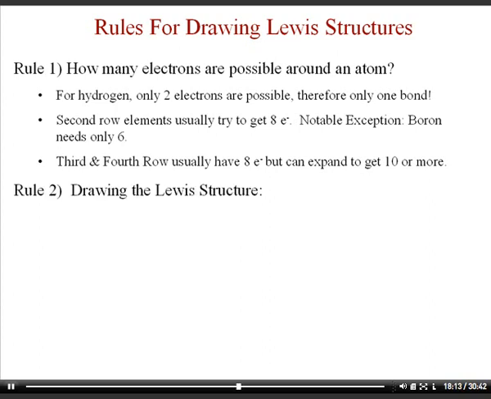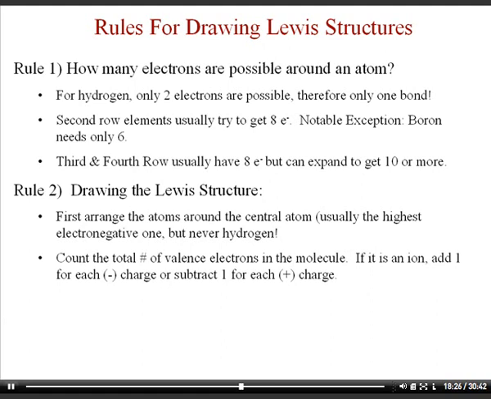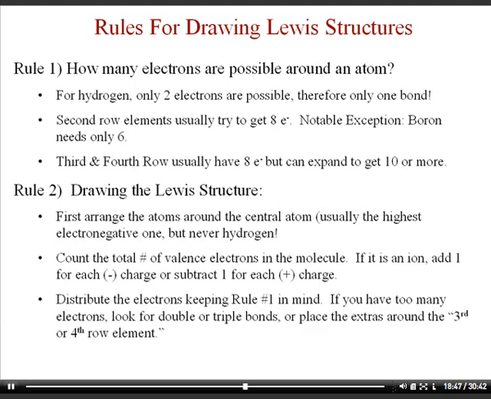So rule number 2, when you're drawing a Lewis structure, you have to arrange the atoms around a central atom. Usually the highest electronegative one is in the middle. Hydrogen can never be in the middle because of course it's only going to make one connection. So typically what we do is draw a single bond to everybody around a central atom, and then if it's an ion you have to look at what the charge is. If it's -1 you have to add an extra electron, and if it's +1 you'd have to take one electron away. So you can arrange the elements around a central atom and then distribute the electrons, keeping rule number 1 in mind.